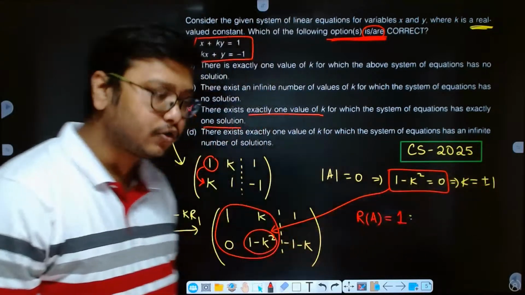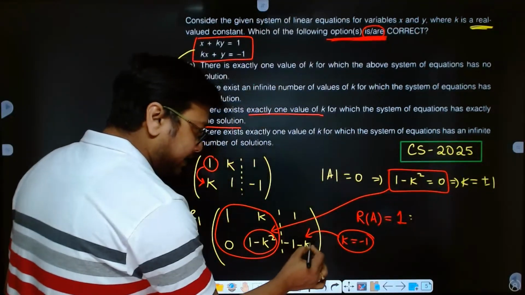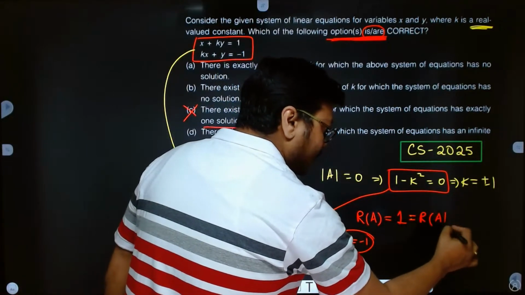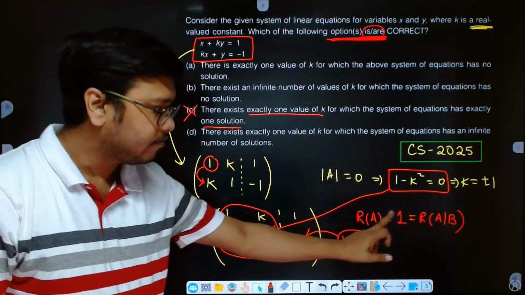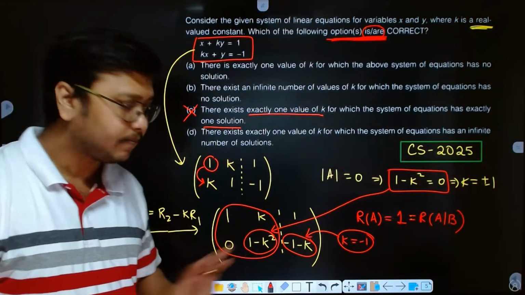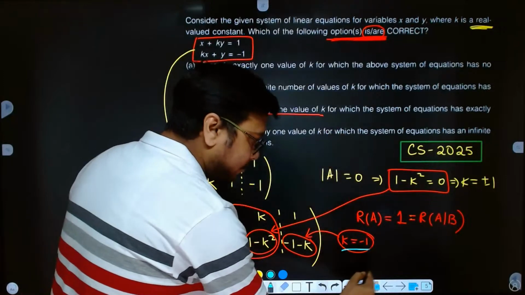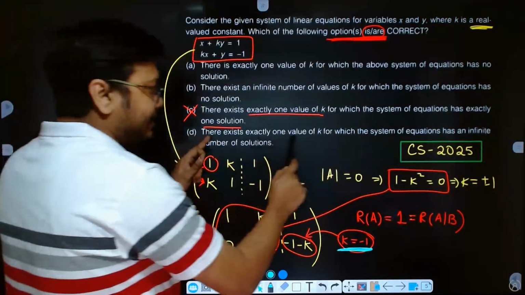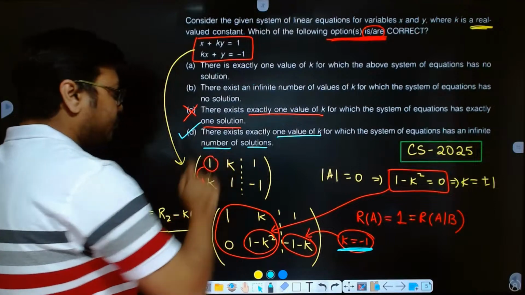If k is minus 1 and you put that value over here, then this value also becomes 0. Then rank of A augment B also becomes 1. So corresponding to k equals minus 1, we get infinite solution. For k equals 1, it is not working out. So we are getting exactly one value of k for which the infinite solution case is happening. Option D says there exists exactly one value of k for which the system of equations has infinite number of solutions, which is true.